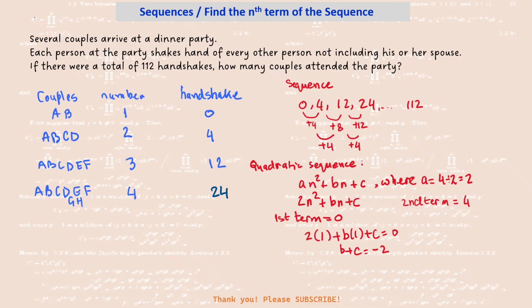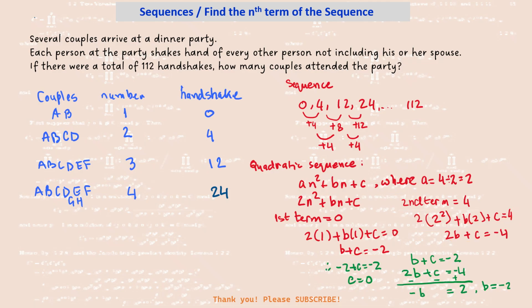So the second term now is 4. So I can similarly write 2 times 2 squared plus b times 2 plus c is 4. So I would get 2b plus c is 4 minus 8. The 8 goes to the right hand side. So 4 minus 8, I get minus 4. So now I solve these two equations simultaneously, and I would get c is 0 and b is minus 2.